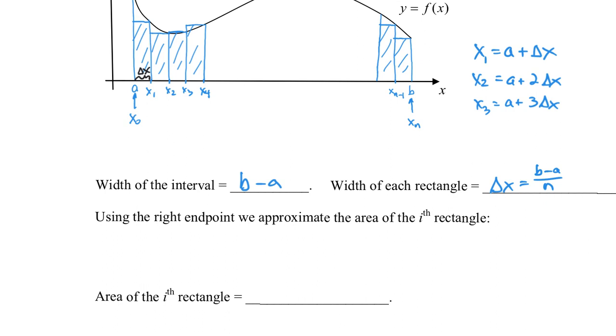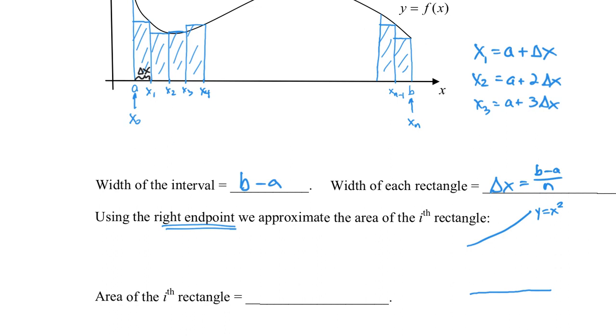And then for this part here, we're using the right endpoint, right? So for us, we're using the right endpoint. And we can approximate the area of the ith rectangle by thinking of it like this. So here is the x-axis. Here is y equals x squared.